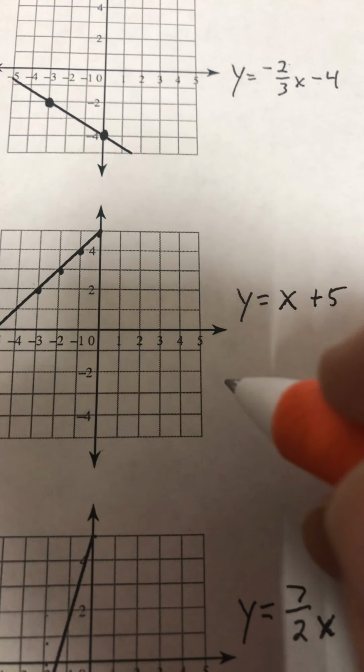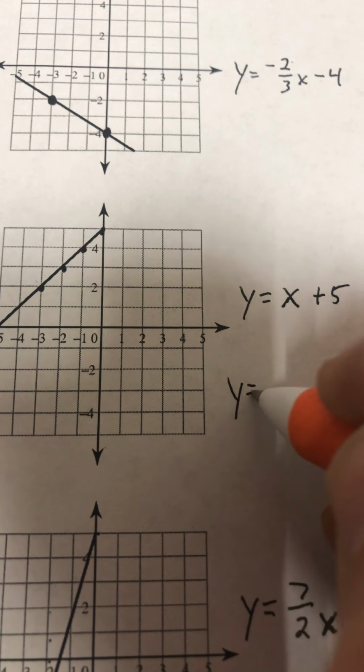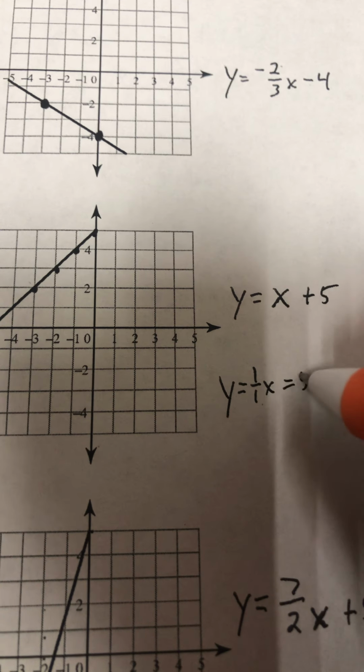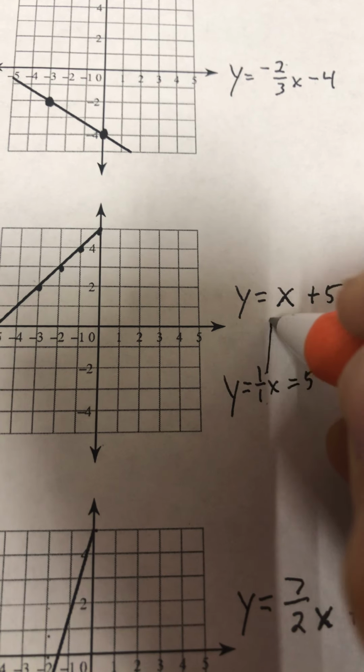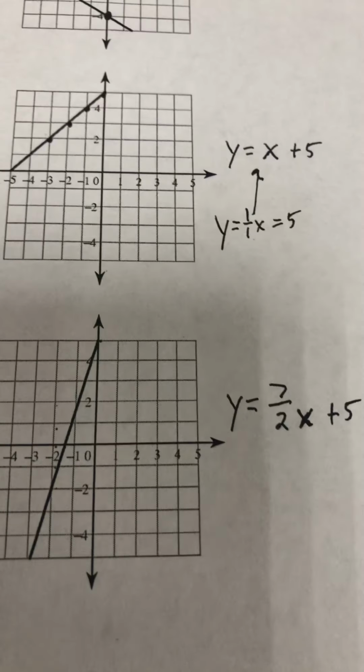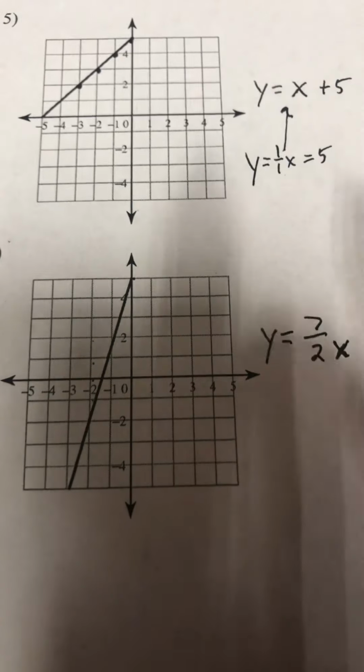This would have been y equals 1 over 1 x plus 5, which just means 1, so that's why you just leave it. You leave it x, okay? Because there is 1x there.